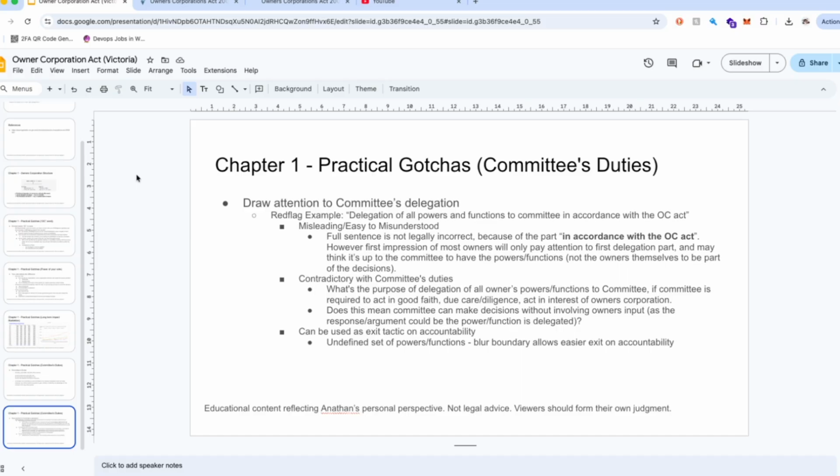In short, you can look at this topic as delegation. There are certain types of functions or decisions that can be delegated to a committee, and there are strictly a certain set of powers and functions that cannot be delegated in the OC Act. Right, so that's the background.